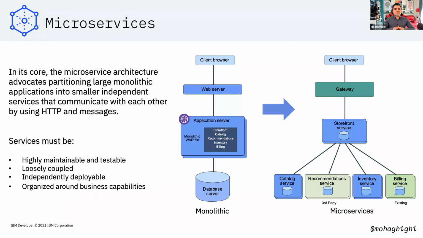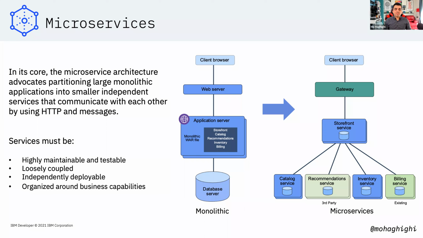Microservices architecture addresses all the liabilities that are inherent in monolithic applications. And I'm going to get to monolithic applications later. But microservices architecture advocates partitioning large monolithic applications into smaller independent services that communicate with each other using HTTP and messages. And that's a very important aspect for those who are designing AI applications. You need to design them as microservices in order to make them scalable and portable.